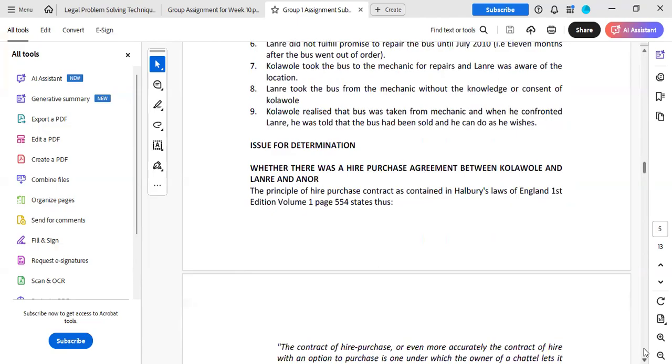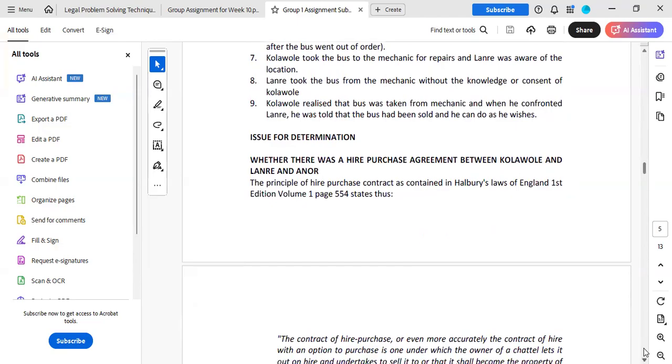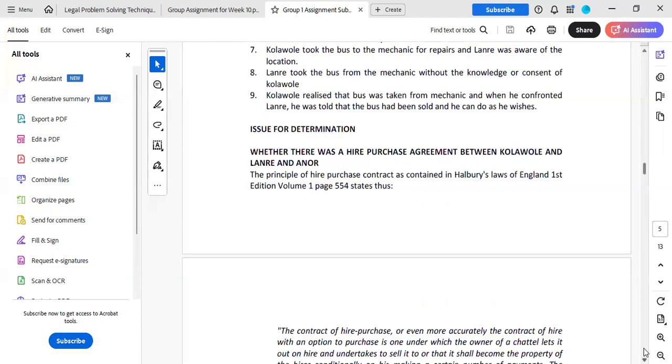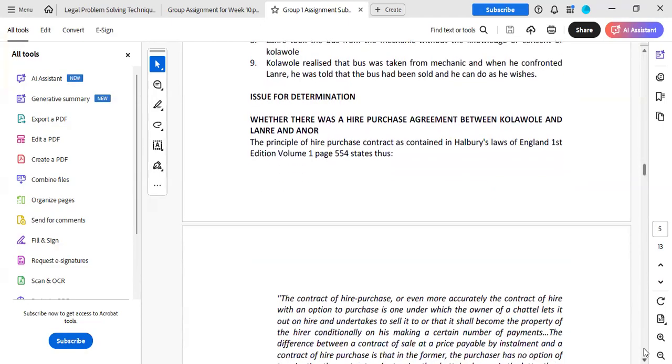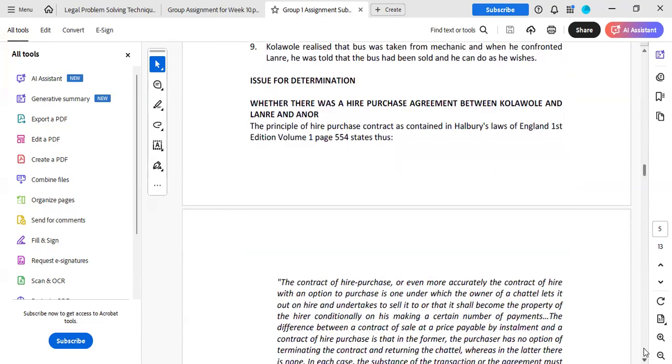Then after that, you look at the issues for determination. You notice that the first issue raised was whether there was a hire purchase agreement between Kola Wole and Lanre and another. And then the first thing was to look at the principle of hire purchase. You can see that it started just like how we were talking about it. The person has identified the issue, and now the principle of law has been defined.